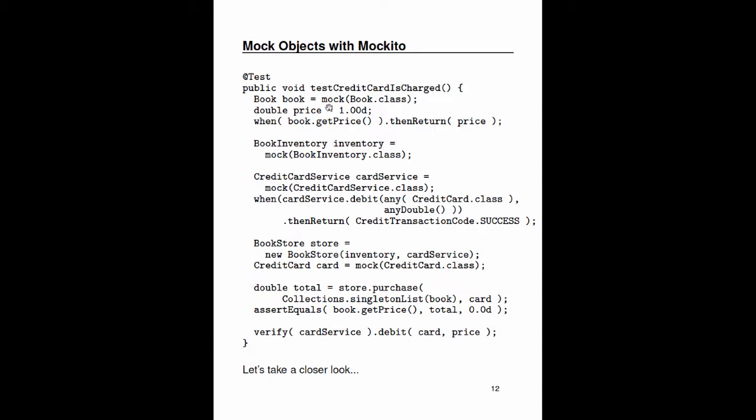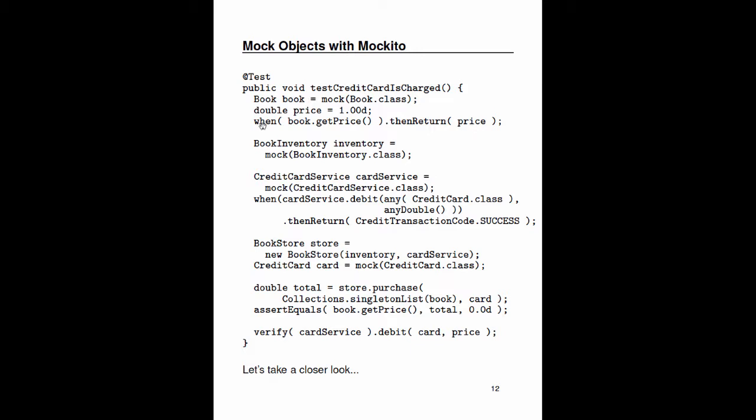The Mockito API provides static methods, like this mock method, which creates a mock instance of a class or an interface. And so you say, hey, give me a mock instance of book.class. I don't care what the title of the book is, I don't care what the author or description is, but I do care what the price is. So what I can do with the Mockito API is say, okay, when book.getPrice is invoked, then return price, which is this variable right here.